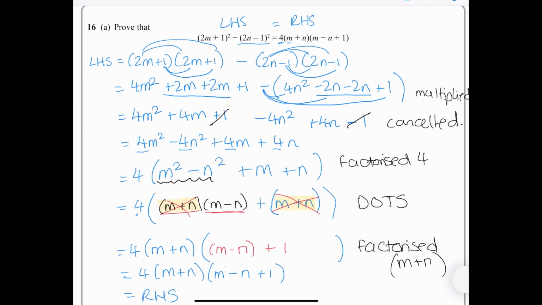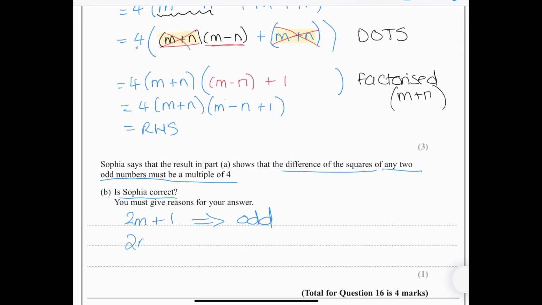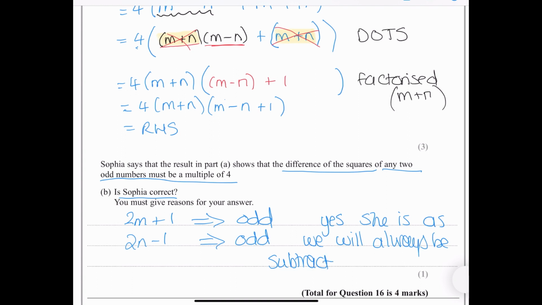And then let's have a look at the other number. It's 2n minus 1. Same principle. Multiply something by 2 and take away 1, it's always going to be odd. So is she correct? Yes, she is, as we will always be subtracting odd numbers. Subtracting not just odd numbers, it's subtracting the square of odd numbers.